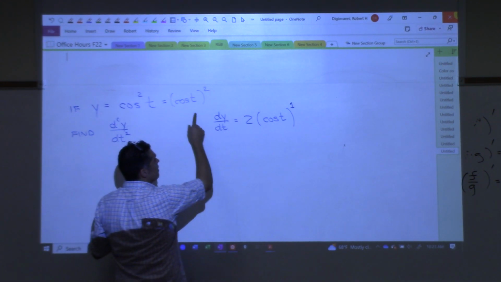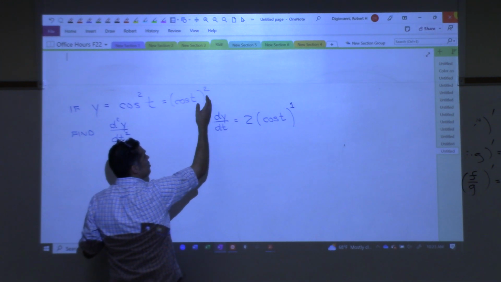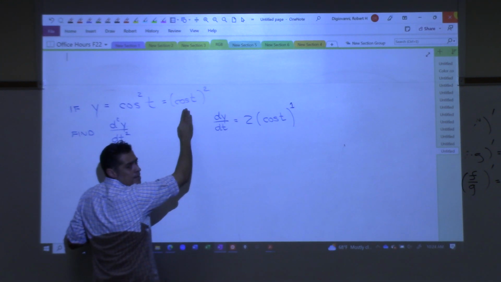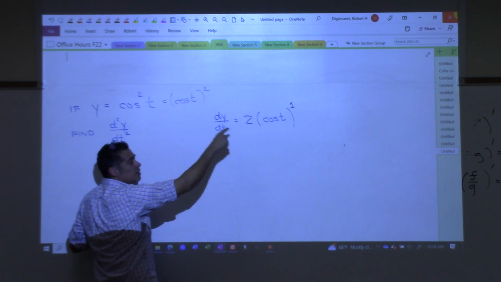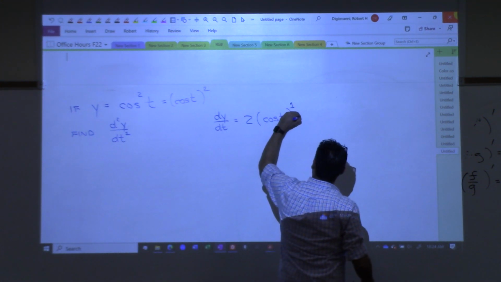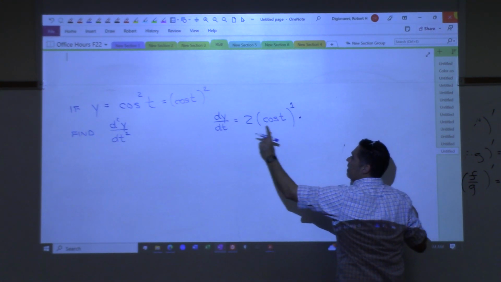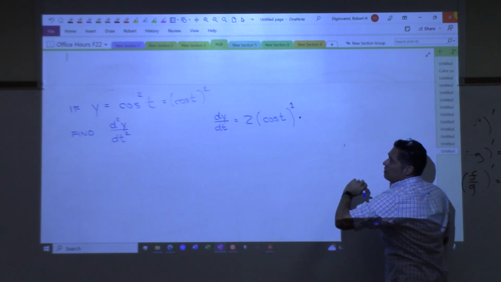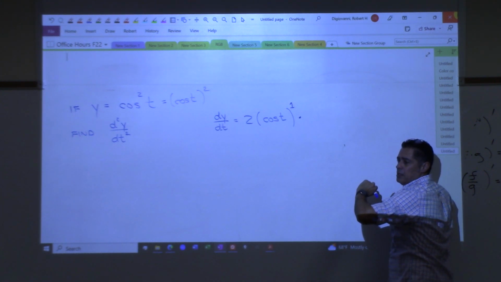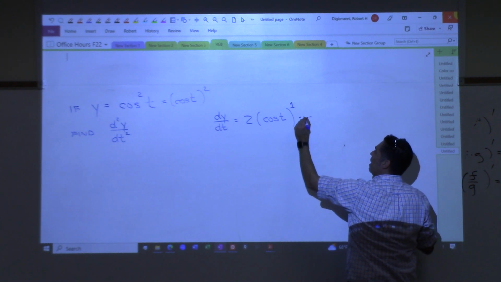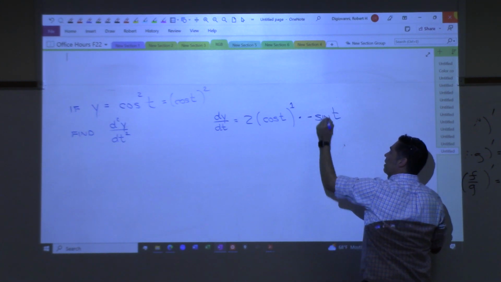Are we done with this derivative, though? Remember, there was 2 layers, right? Outer layer, inner layer. All you did was the outer layer. You have to multiply and then take the derivative of that inside piece, which is, what's derivative of cosine, everyone? Negative sine. Negative sine t.